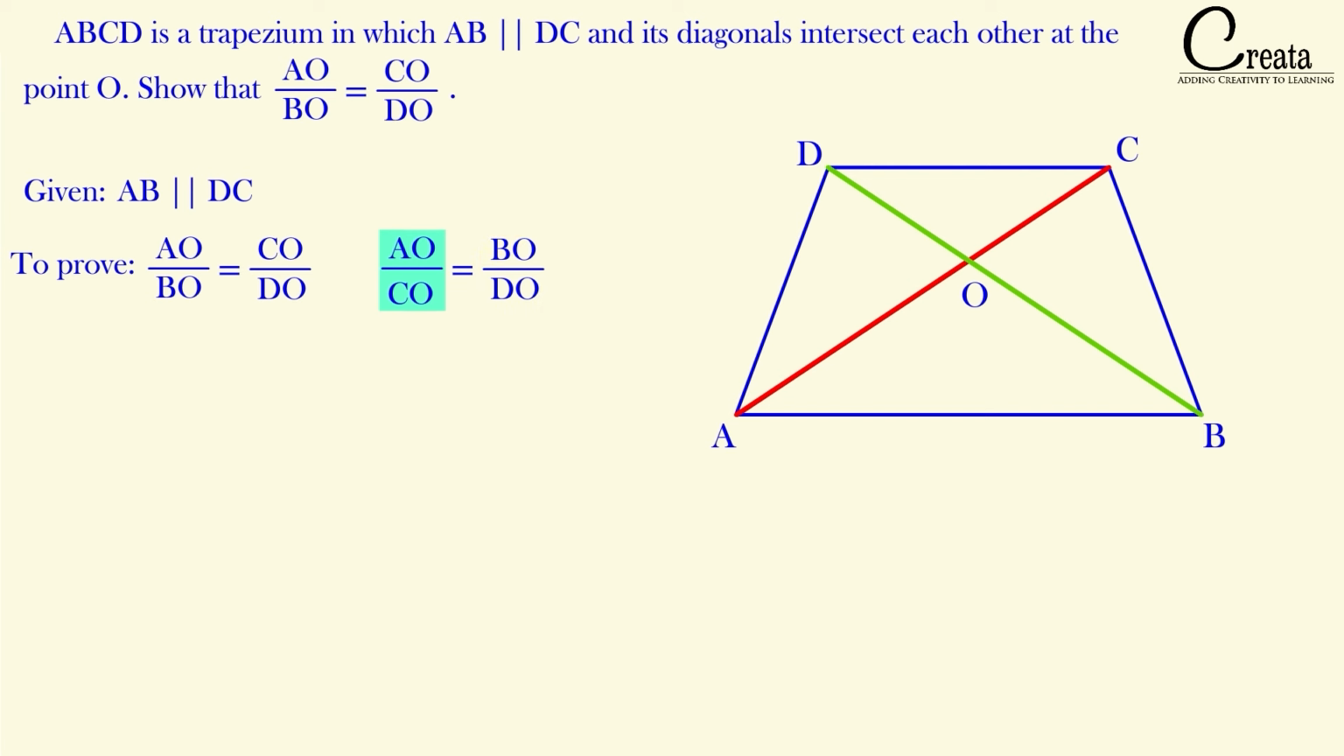Similarly, we are making BD the side of the triangle so that we can apply the BPT theorem on the side of the triangle. Got it? So here we got AC and BD as the sides of the triangle.